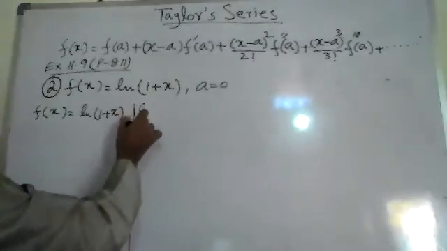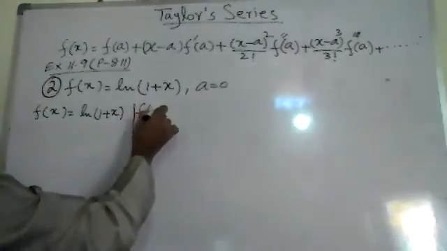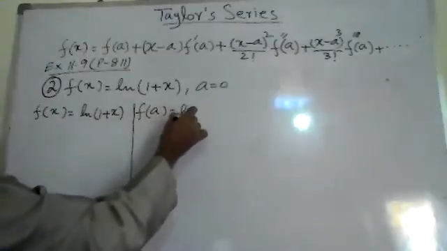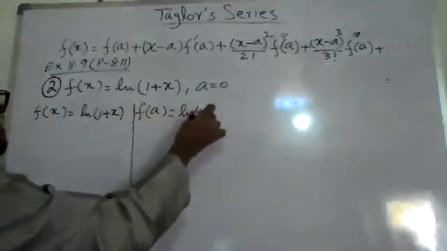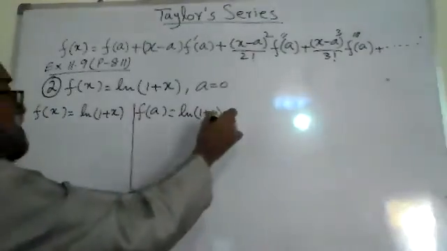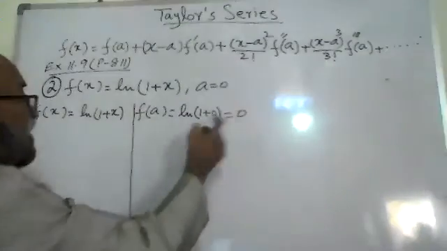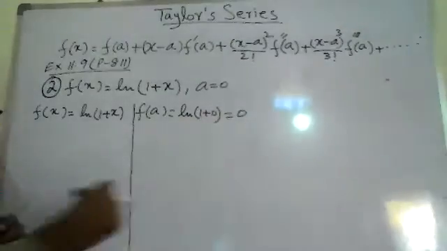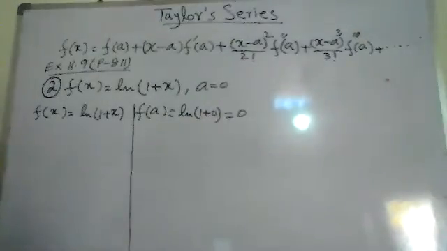So f of a will become ln 1 plus 0, which will be ln 1. ln 1 is 0. ln 1 is 0, as we have already found in the previous question. In the first question also, we wrote ln 1 equal to 0.